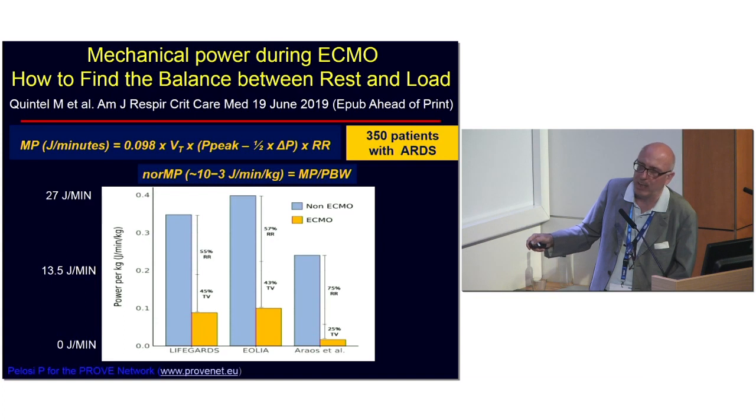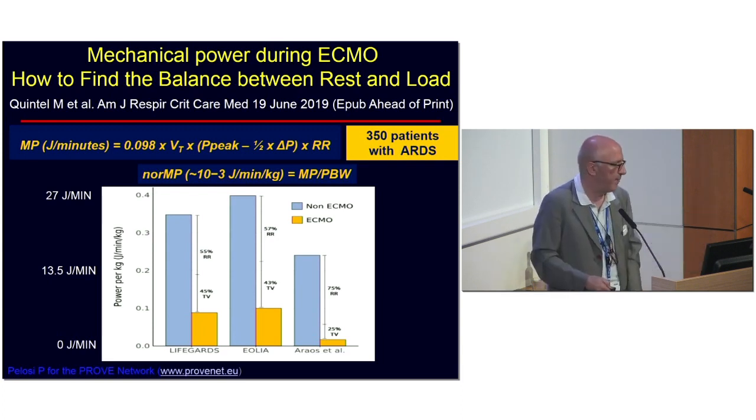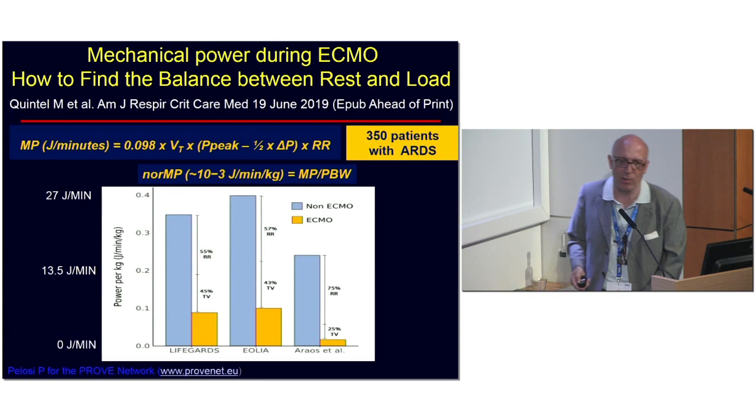And this was the EOLIA trial that was discussed this morning. Before the study, it was above or around 27 joules per minute. During ECMO, just around 10 joules per minute. And the same in another very recent observational study. So in all these studies on ECMO, mechanical power was very high, higher than 25, and there was a major reduction in mechanical power when ECMO was delivered.